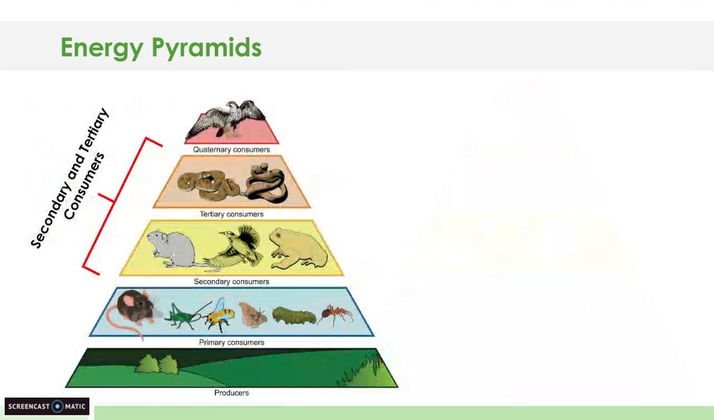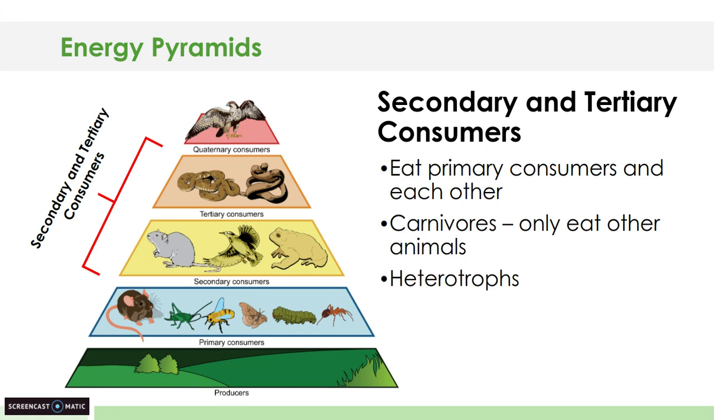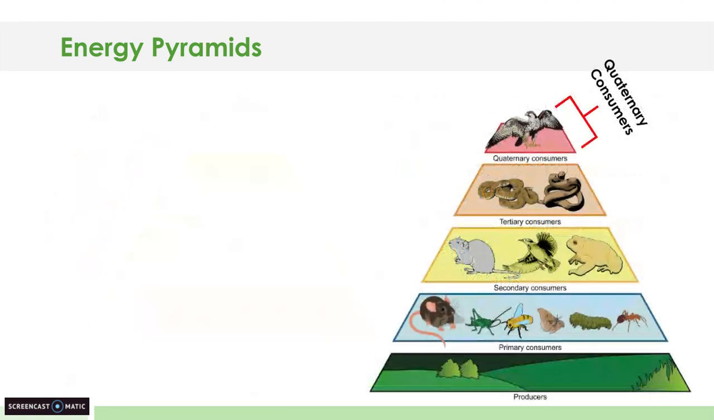Then we have secondary and tertiary consumers that make up the second and third level of the energy pyramid. They eat the primary consumers and each other. They're carnivores, so they only eat other animals. They do not eat producers. They're heterotrophs, because remember, that term means that they cannot make their own food. And then at the very top, we have our quaternary consumers.